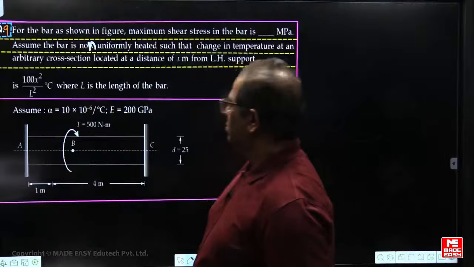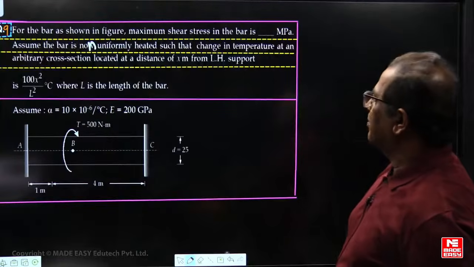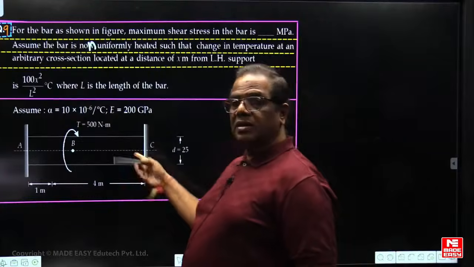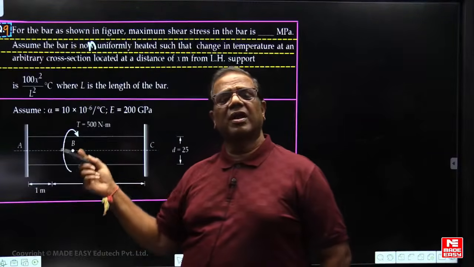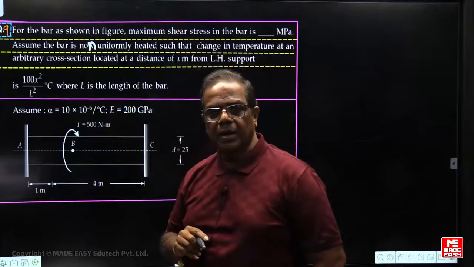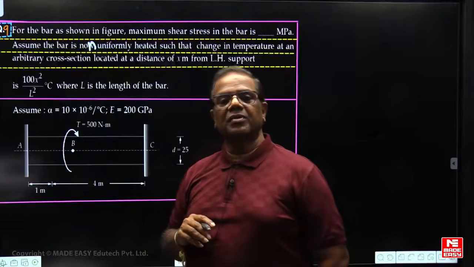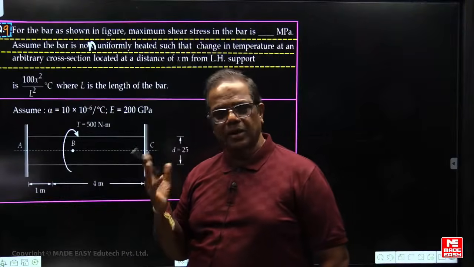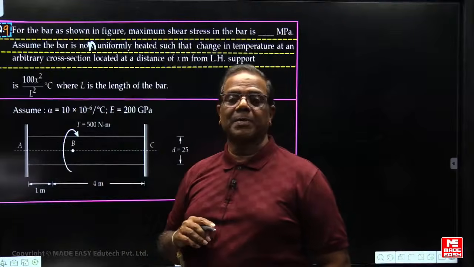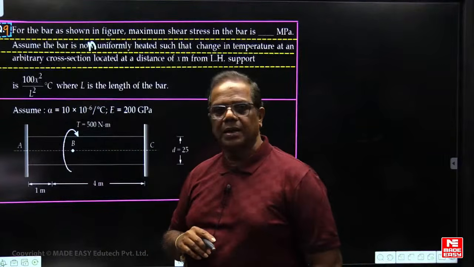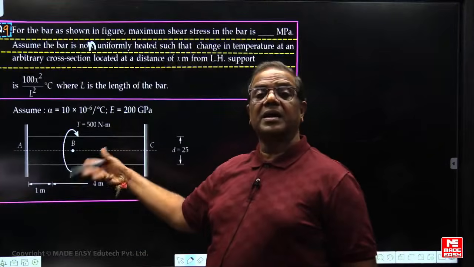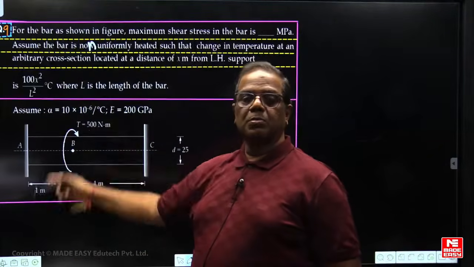Now, इस केस के लिए क्या पूछ रहे हैं आपको? मैक्सिमम शियर स्ट्रेस पूछ रहे हैं, the combined. This question was given in one of the very oldest GATE papers, in the 1990s. This is one of the very old GATE mechanical PYQs, 1990. So your thermal stress and torsion are both combined now.